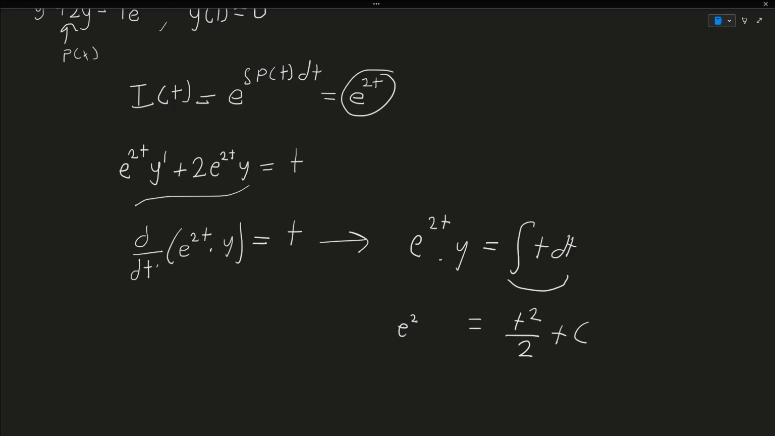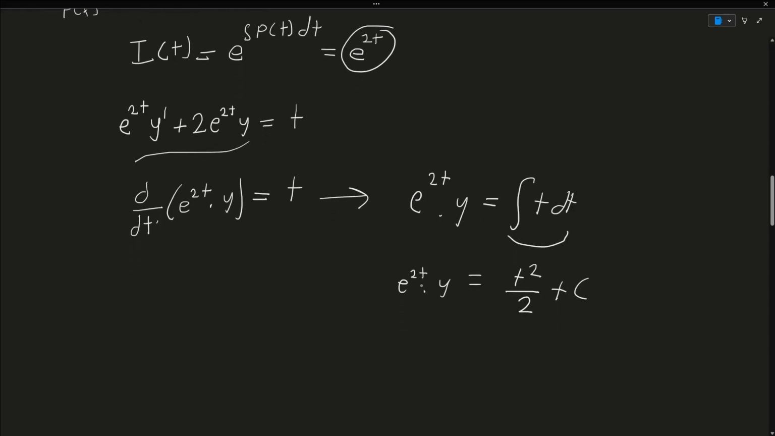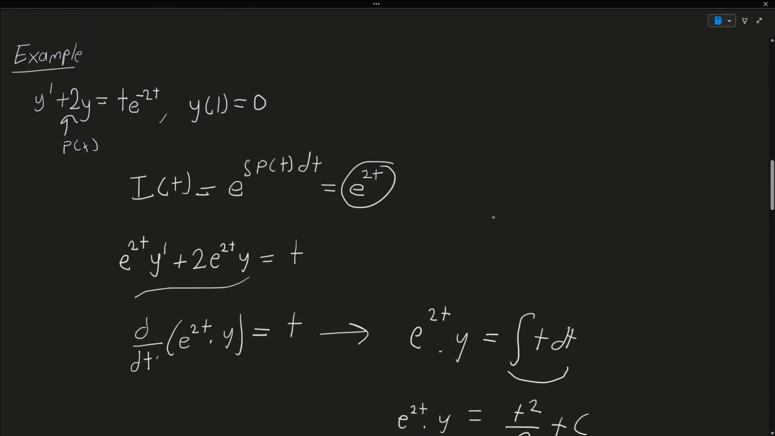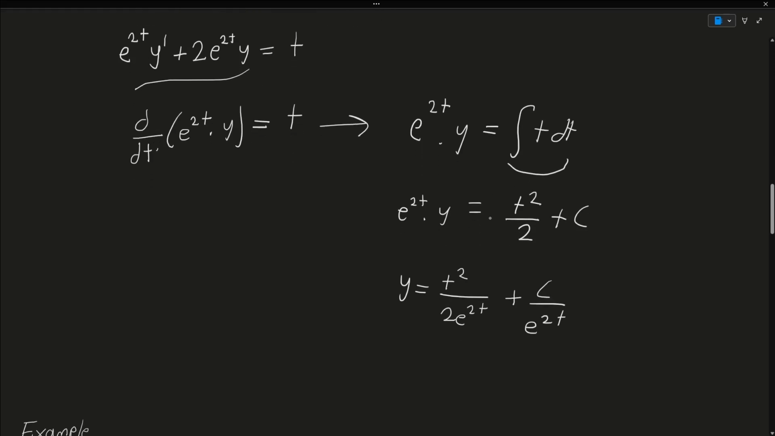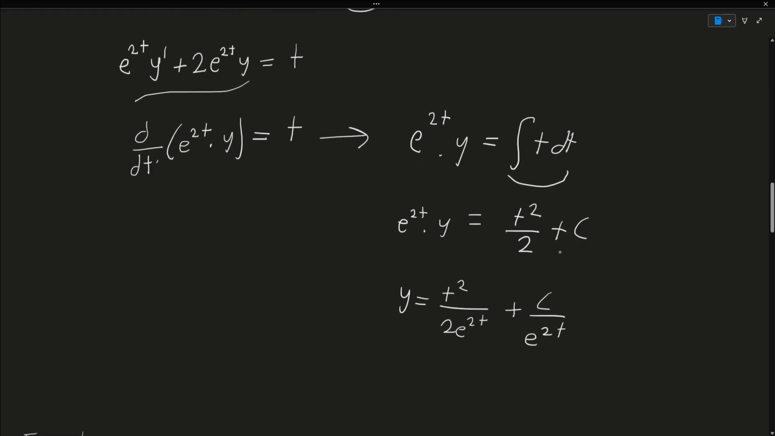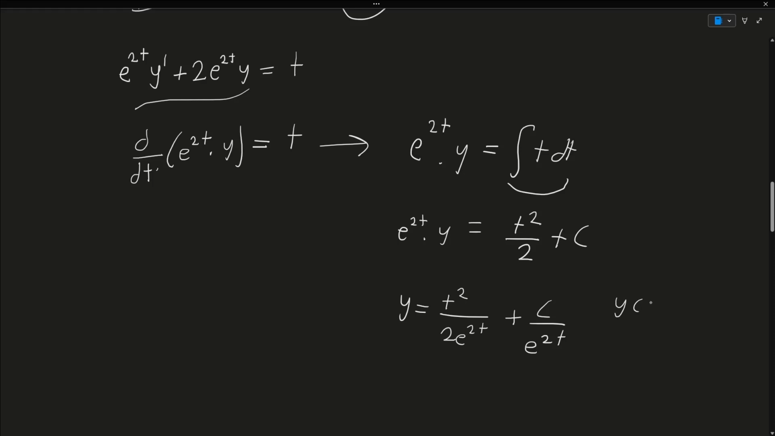and we're gonna have e to the 2t times y. So the final result of this differential equation will be y equals t squared over 2e to the 2t plus c over e to the 2t. Well, not to forget, we have our initial condition y(1) equals 0, so that we can write this as y(1) equals 0.